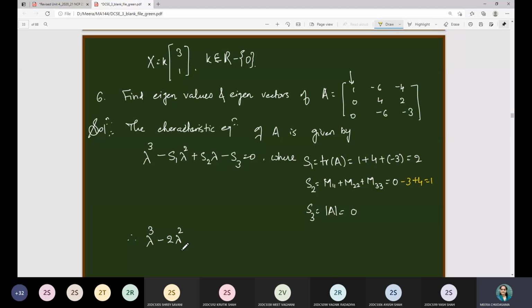Yeah, so now this equation will become plus, let me change the color, plus S2 lambda. S2 lambda means 1 into lambda minus S3 is equal to 0. So I can write this as lambda into lambda square minus 2 lambda plus 1 is equal to 0. That means this is nothing but the perfect square of lambda minus 1 is equal to 0, and hence the value of lambda is 0, 1, 1.